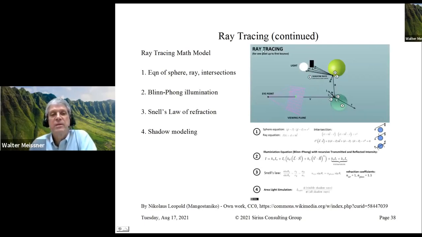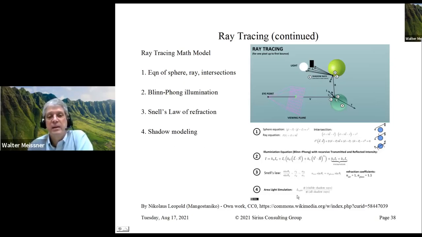And this is another view of it, talking about the math model behind it. In step one, there's an equation of the sphere, there is an equation for the ray, and there's an equation for the intersection with the sphere. And there's three cases: either it's blocked by the sphere, it's tangential to the sphere, or it passes by the sphere. And then they need to use some kind of illumination model, so they use the Blinn-Phong illumination. And this equation here is exactly what I showed before. And with refraction, they need to use Snell's law. The index of refraction for air is 1, for glass is 1.5, and you plug it into that equation to get what's happening there.